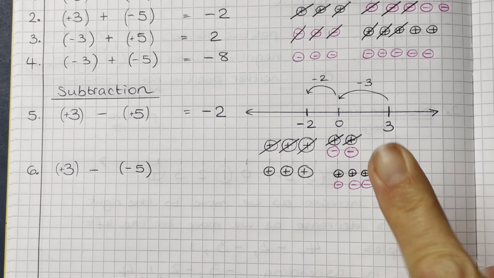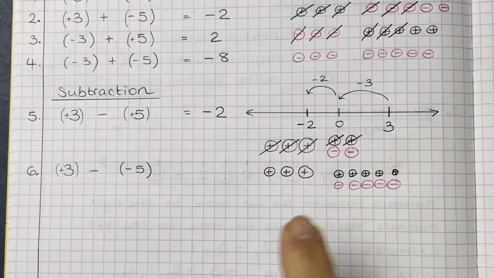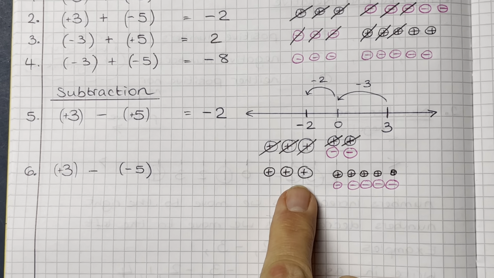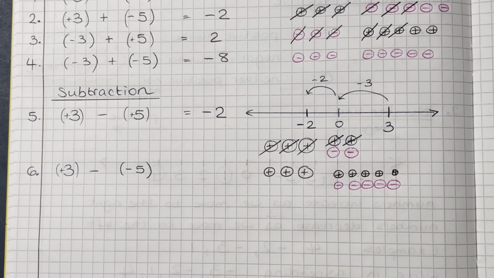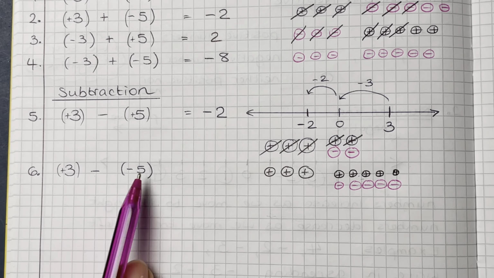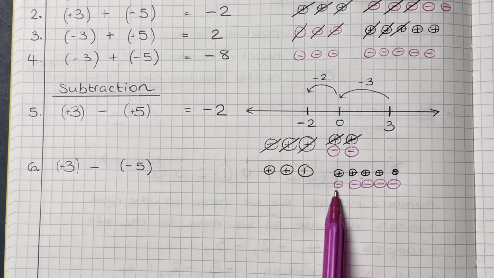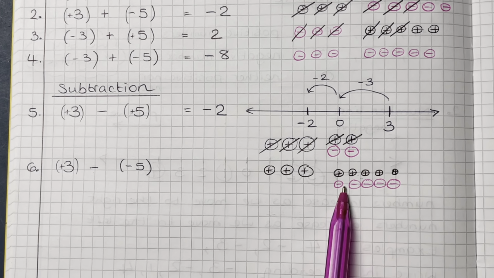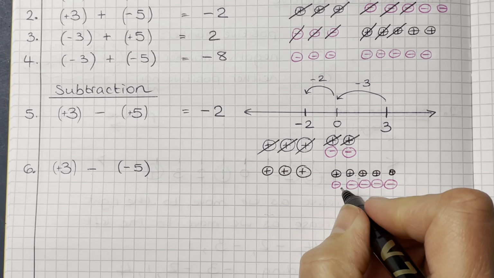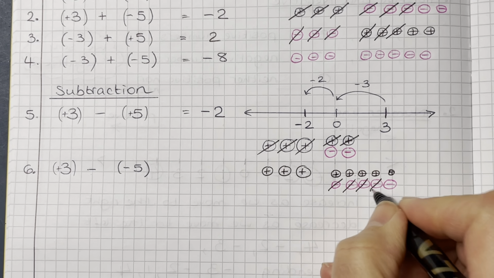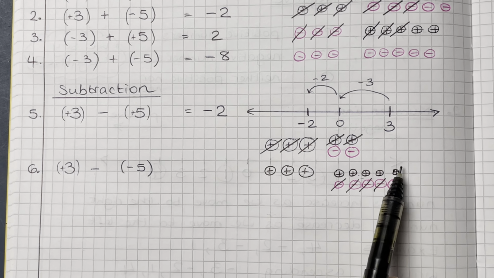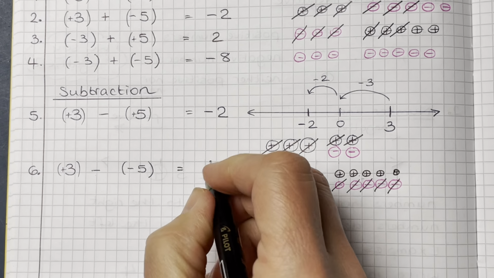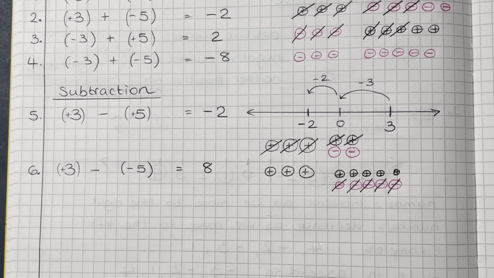So that equals 0. I start with 3, okay? That is still 0. All of that is 0. I now want to subtract negative 5. So I need to take away negative 5. So let's get rid of those. 1, 2, 3, 4, 5. What am I left with? I am left with 8. I'm left with a positive 8.